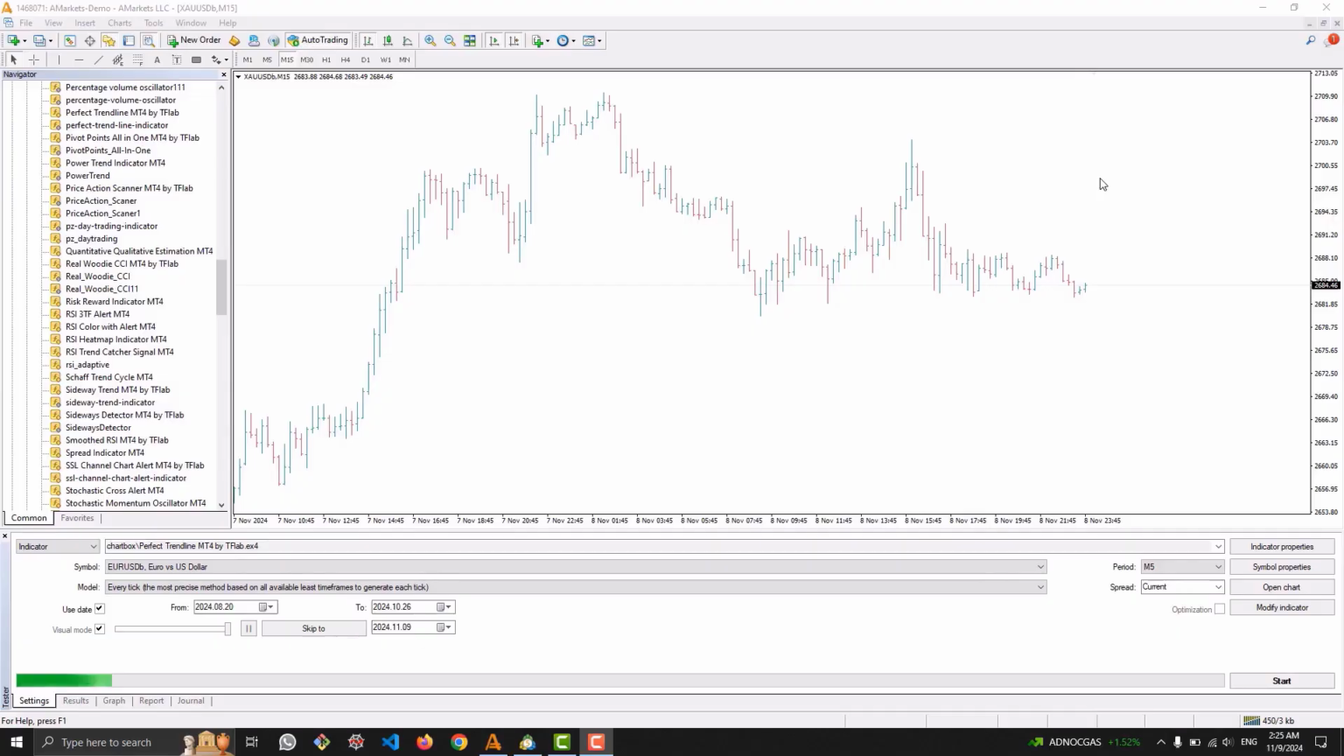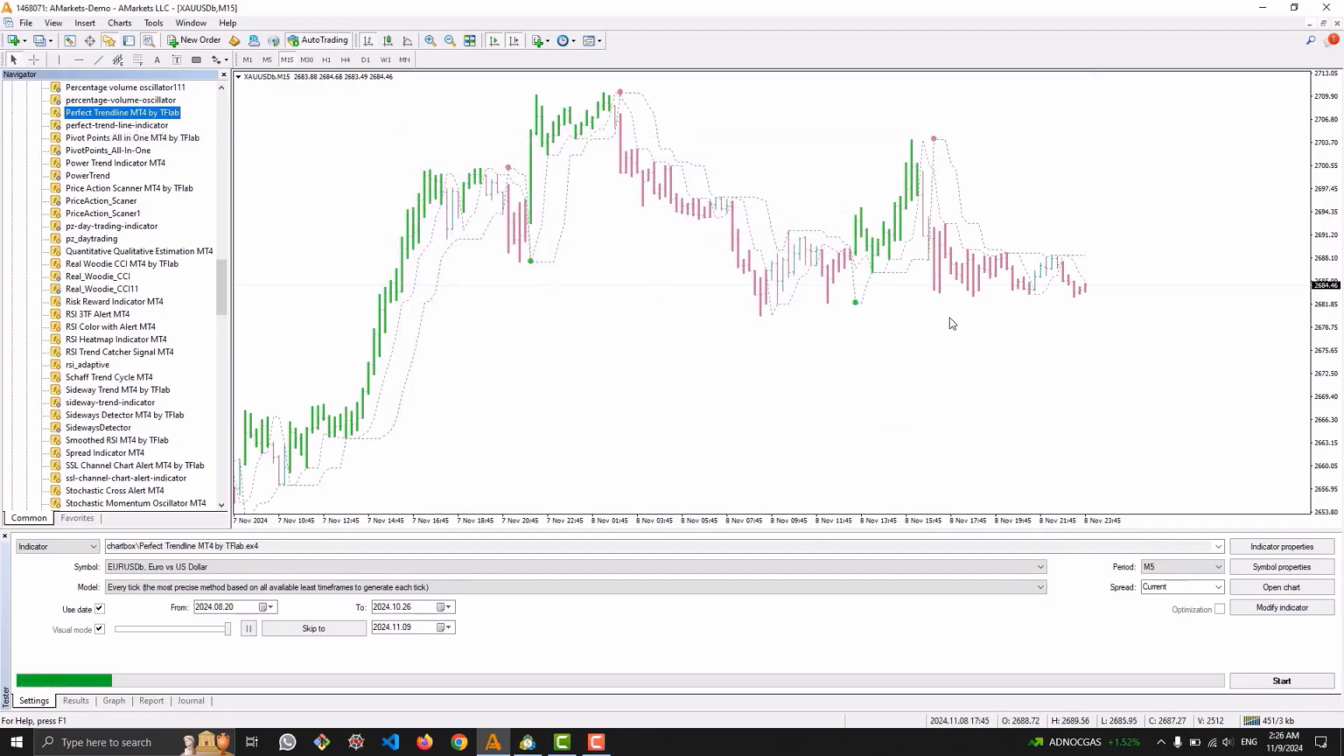Hello. In this video, I will review the Perfect Trendline Indicator on the MetaTrader 4 and MetaTrader 5 platforms. As the name suggests, this indicator helps us better identify market trends.